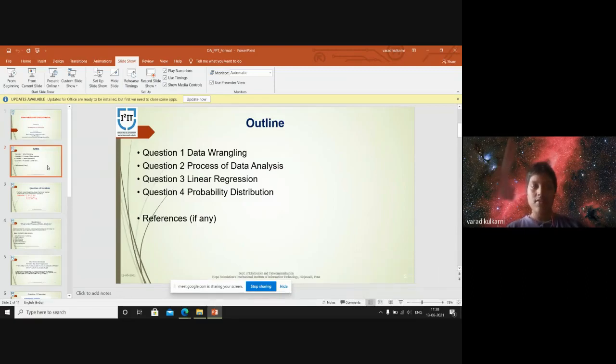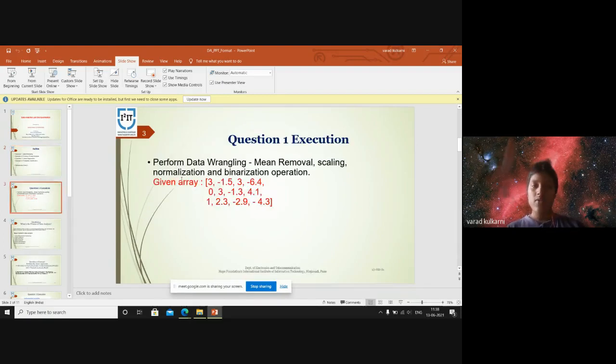So for the first topic, that is data wrangling. The process of converting or mapping data from the initial raw form into another format in order to prepare the data for further analysis is known as data wrangling. Further, we move towards the execution of the code.